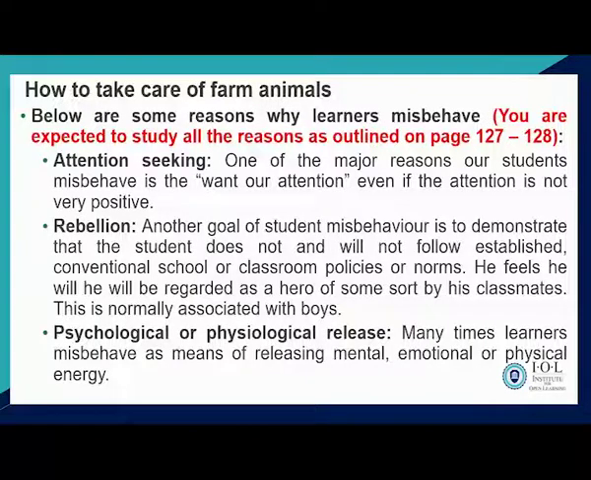Okay, so another reason is psychological or physiological release. So many times learners misbehave as a means of releasing mental, emotional, or physical energy. But once again, you need to read up on all these reasons as outlined on page 127 to 128 of your study guide.